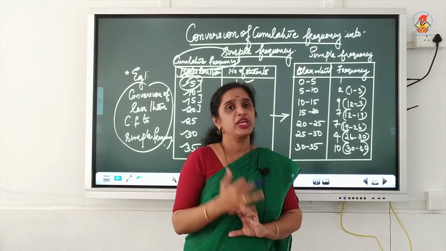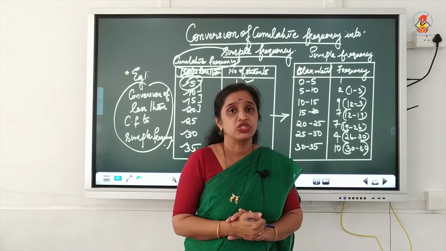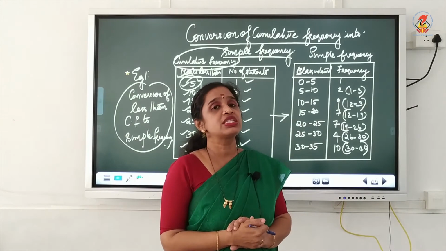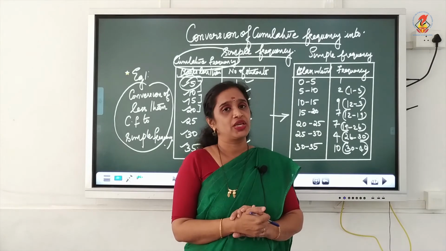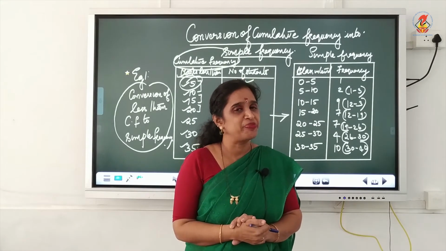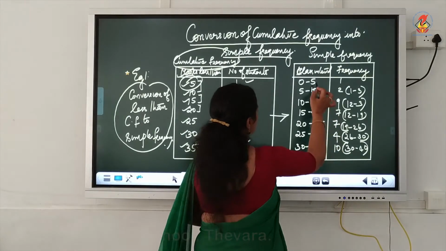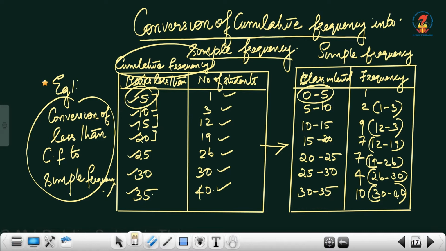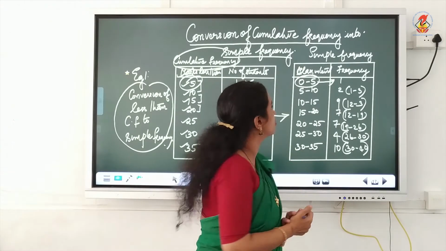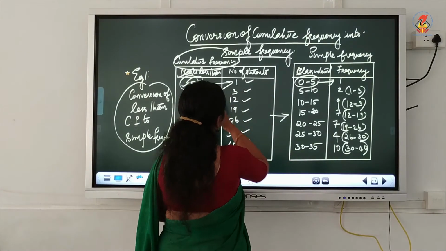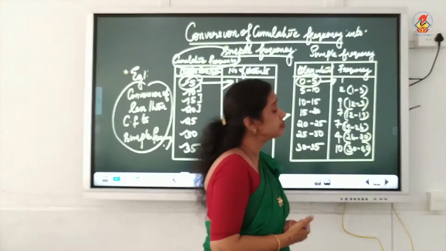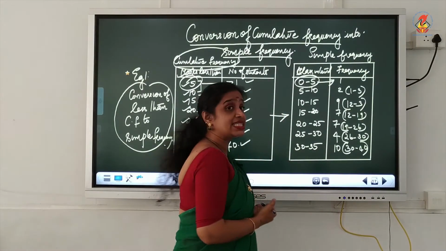So less than 5 means it should be in the range of 0 to 5. So your first class interval is 0 to 5, because the class size is 5. What will be the frequency for 0 to 5? Only 1. 1 is the frequency. Less than 5 is automatically the first class, nothing other than that. Then comes the next one, less than 10.